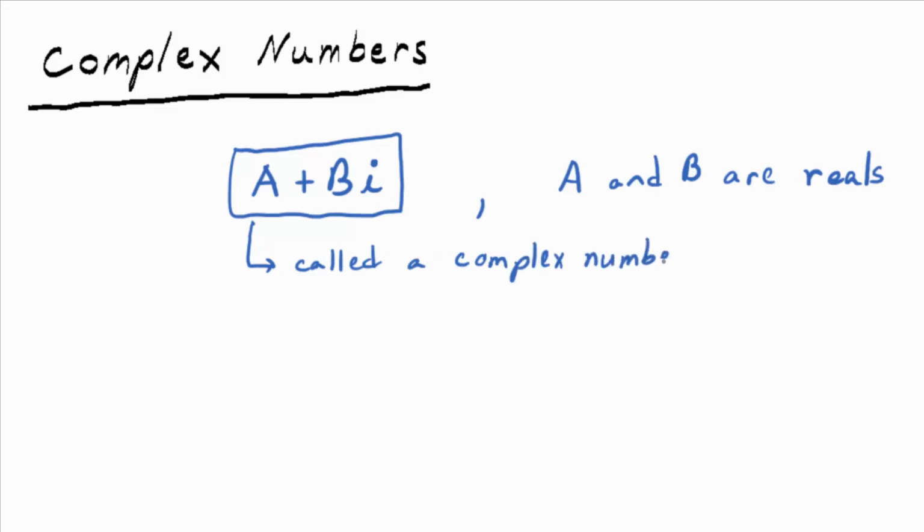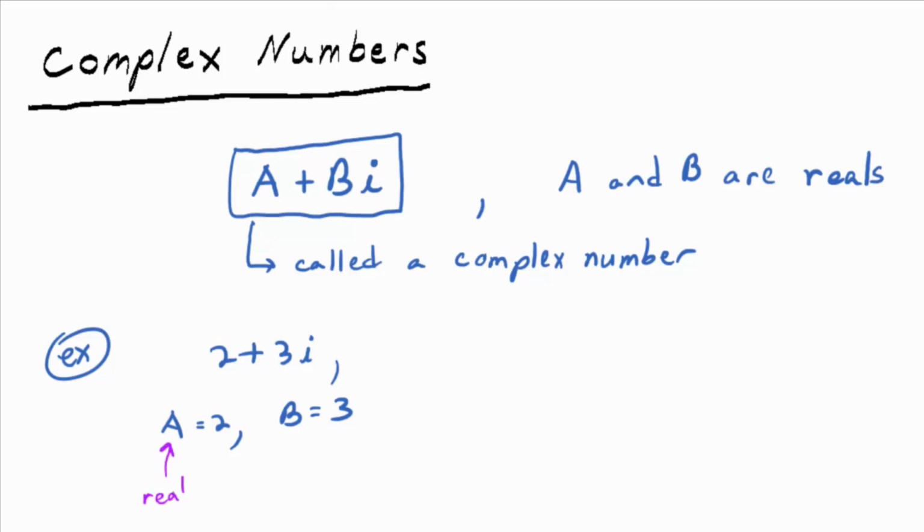So let me give you some examples. 2 plus 3i. We think of that as one object, one quantity. That is a complex number. Okay? 2 plus 3i. What's a? 2. What's b? A lot of books would call a the real part and b the imaginary part.